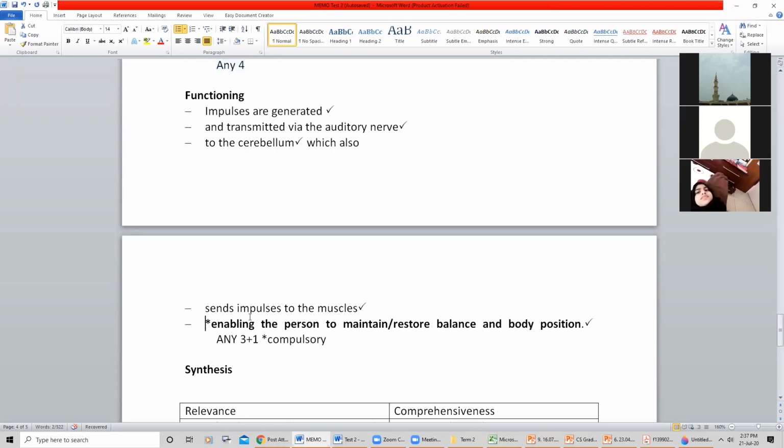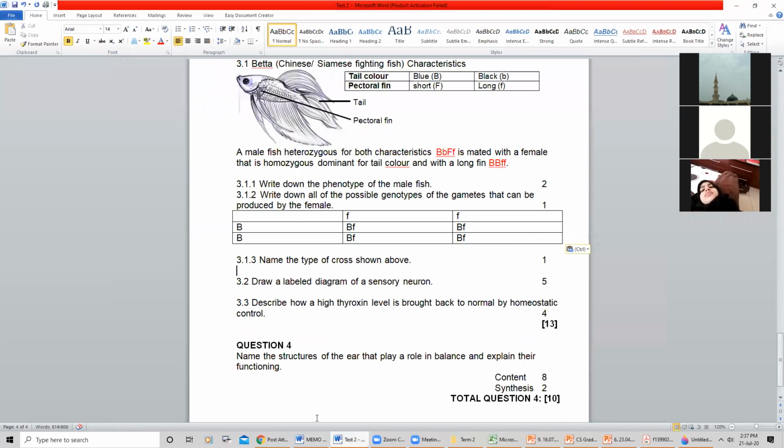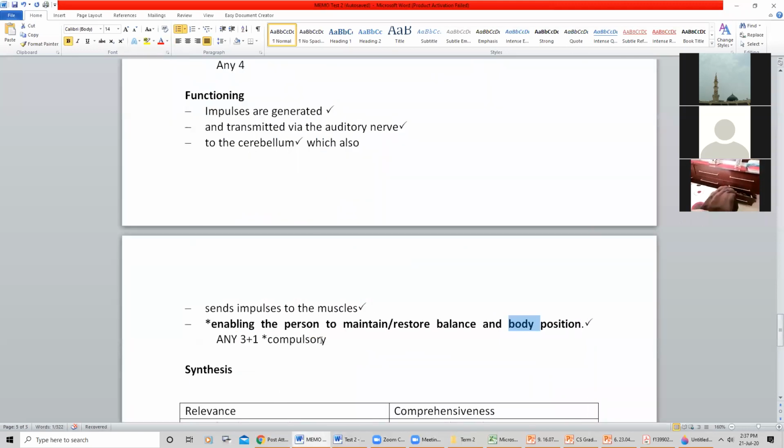But this last bullet is in bold and has an asterisk, which is saying it's compulsory. You had to end up with this, because if you look at the question, it said, explain their functioning. Their functioning is to maintain balance. So in your answer, you had to have maintaining balance or restoring balance in that process. Okay, that was a very, very important point. Without that, you couldn't get full marks, even if you had the other points here for functioning. So impulses were generated, 1 mark, go on the auditory nerve, another mark, to the cerebellum, and then it sends impulses to the muscles. Any 3 of these 4 you're supposed to have, and it was compulsory that they restore balance and body position.